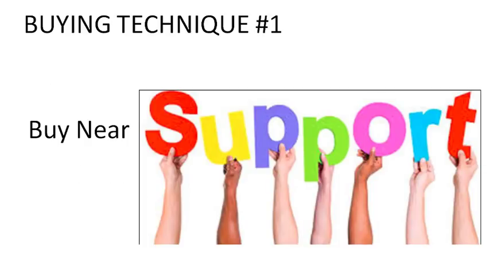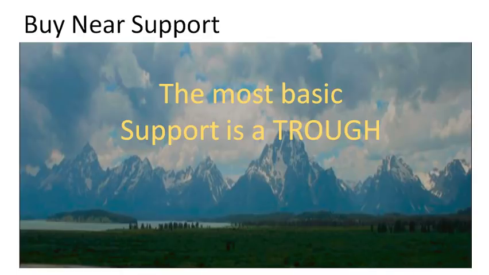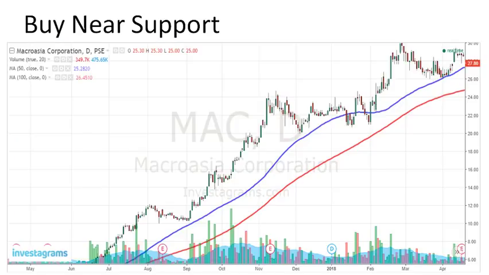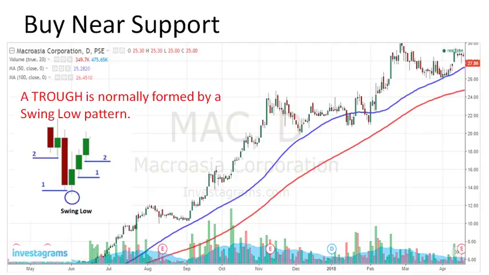Okay. Technique number 1, buy near support. So basically, the most basic support is a trough. Yan, trough. Siya yung parang, kung titingnan mo yung stock chart na parang mountain, yan yung part kung saan medyo nahihirapan yung price na bumaba. Okay, ang pinaka-basic na trough is normally formed by a swing low pattern.